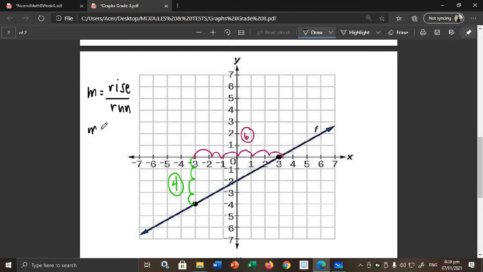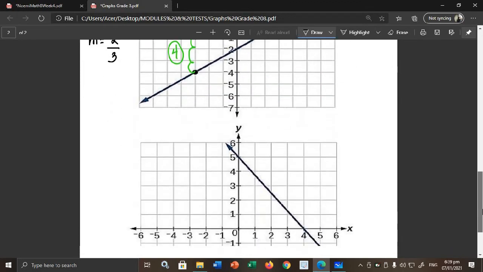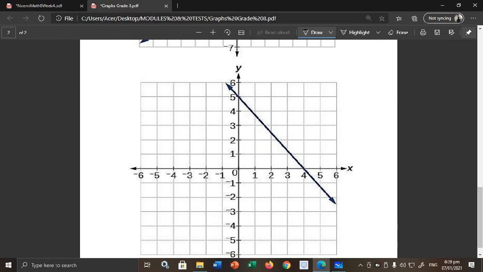So substituting what we get, we now have our slope. Rise natin is 4. Run natin is positive 6. Simplifying 4 over 6, we will get 2/3 or 2 over 3, and that will be the slope of this line, 2 over 3. And then we have the last example. Okay. So these are the points.